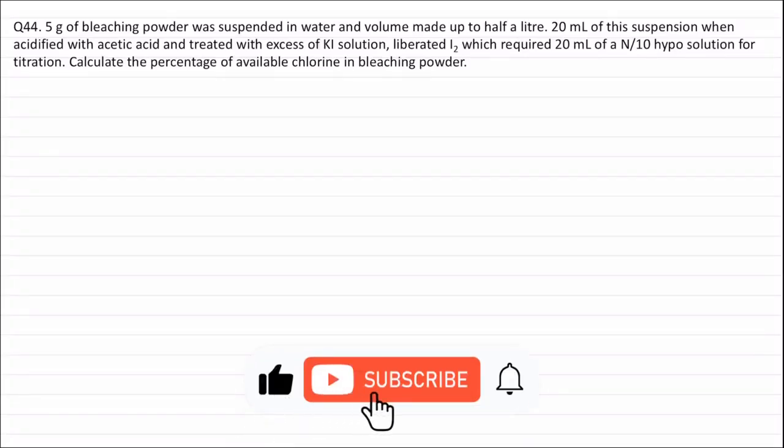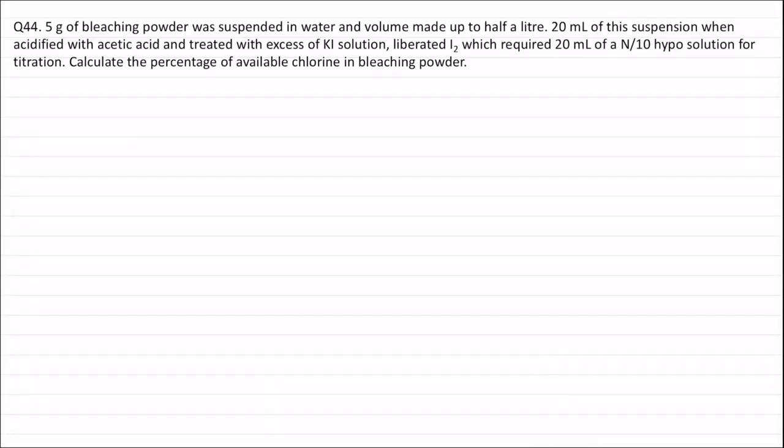Question 44. 5 gram of bleaching powder was suspended in water and volume made up to half a liter. 20 milliliter of this suspension, when acidified with acetic acid and treated with excess of potassium iodide solution, liberated iodine, which required 20 milliliter of N/10 hypo solution for titration. Calculate the percentage of available chlorine in bleaching powder.